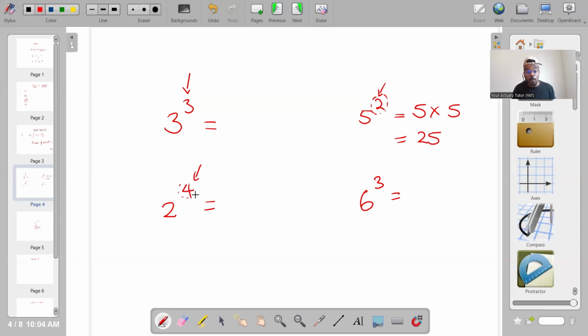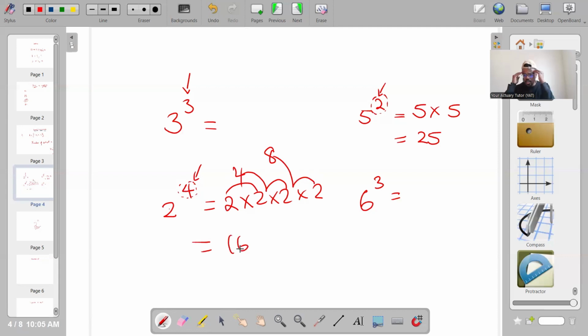This one tells me to repeat the number at the bottom, which is 2, 4 times. 2 times 2 times 2 times 2. Now see 4 of them, right? 2 times 2 is 4. 4 times 2 is 8. 8 times 2 is 16. So that is you working out, or evaluating, exponents. Got it?